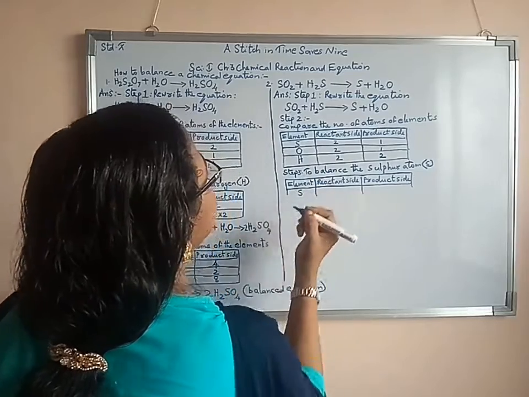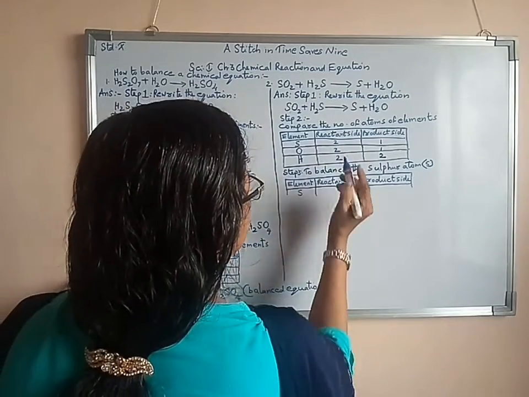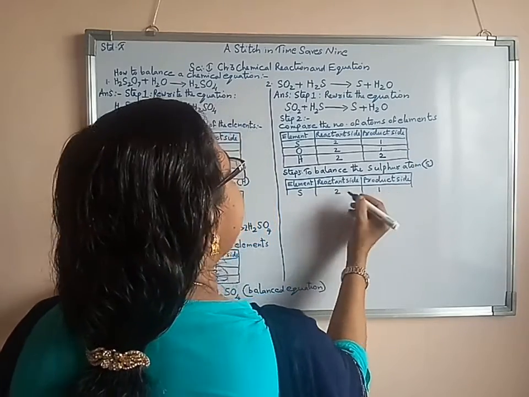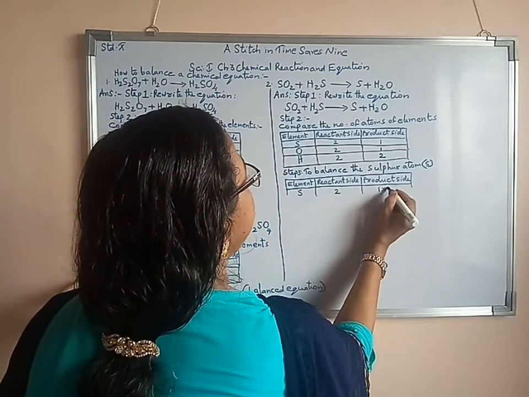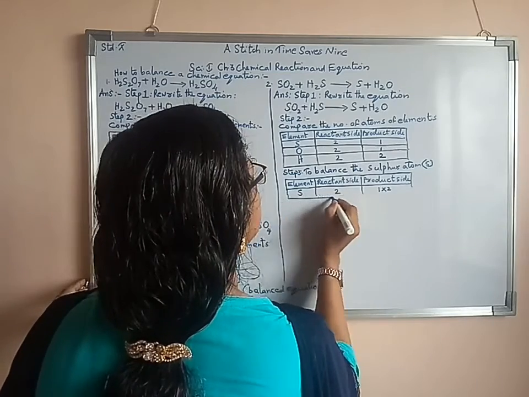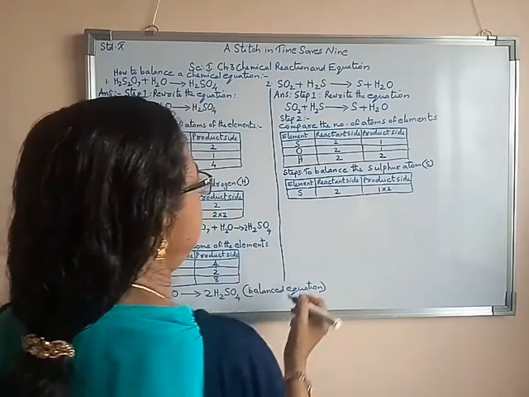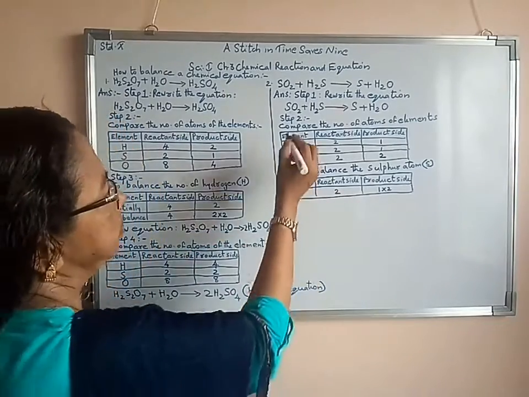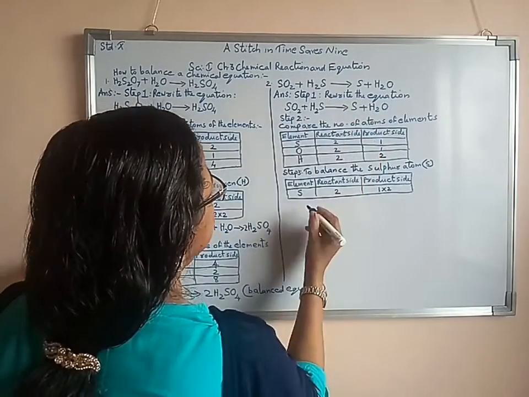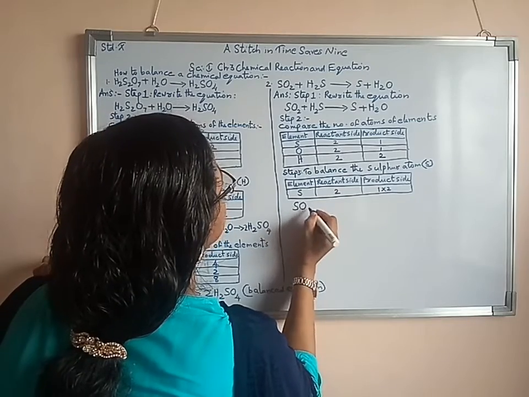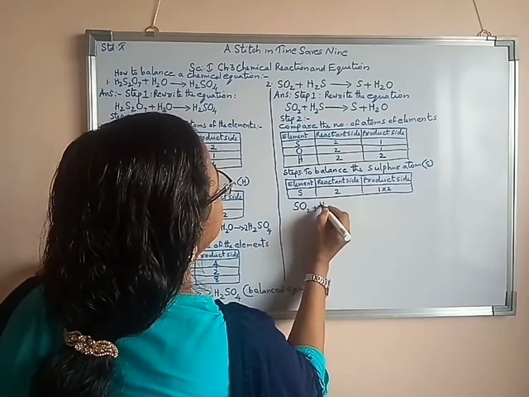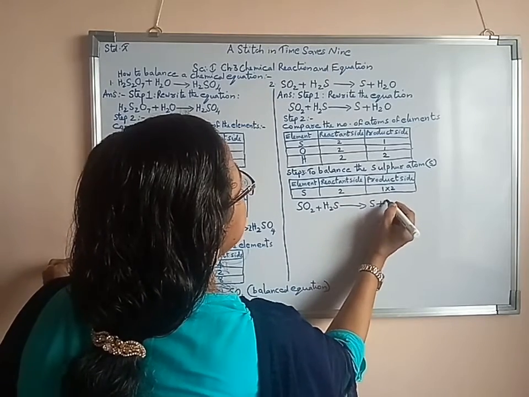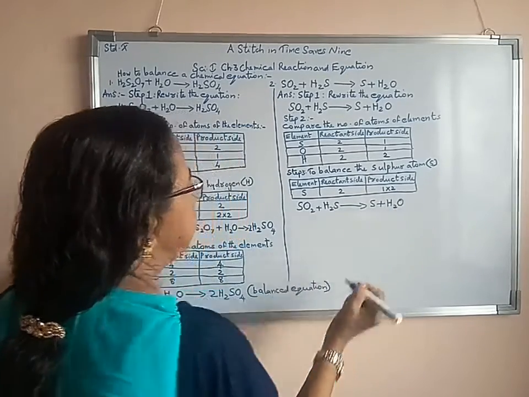Here again sulfur. Reactant side how many sulfur? 2 sulfur. Product side only 1 is there. So we have to make it 2. For that we will multiply with 2. Now we have to write the new equation. This is the old equation. Same equation first I am copying. SO2 plus H2S gives rise to S plus H2O.